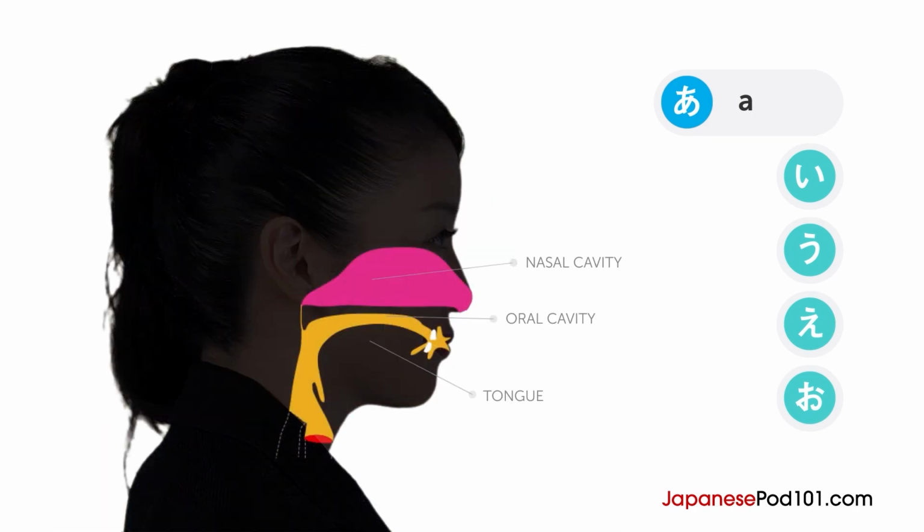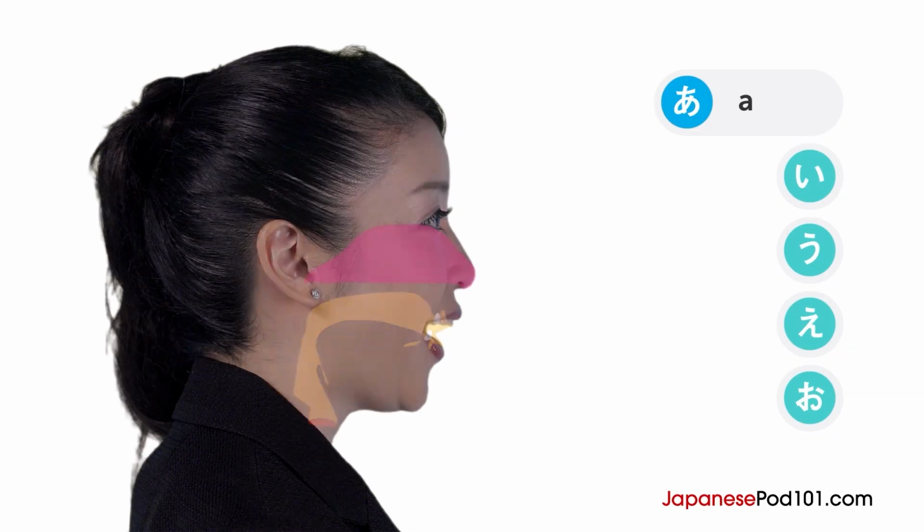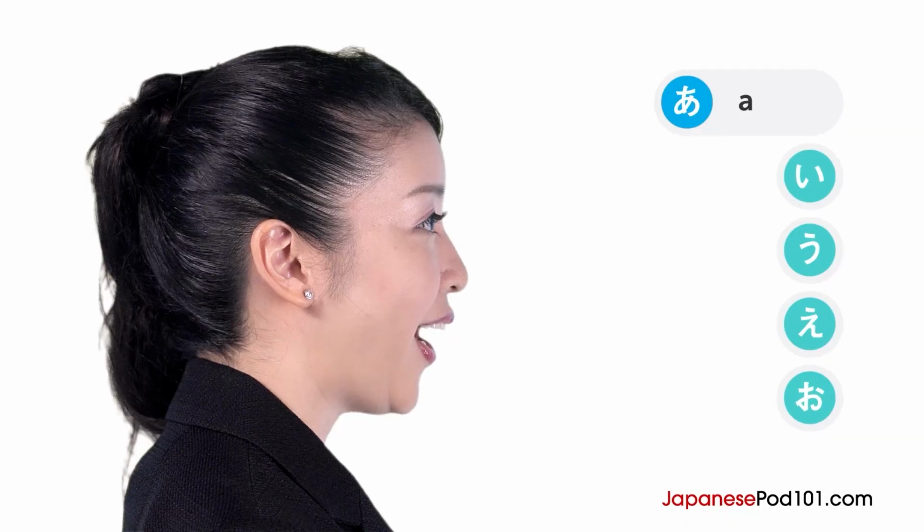A. The next vowel is I. Open the mouth, bring the lips up slightly, and raise the tongue and say I. Here's a tip. It's like the I in meat, but shorter. I. Raise your tongue almost to the roof of your mouth. Repeat after me. I.